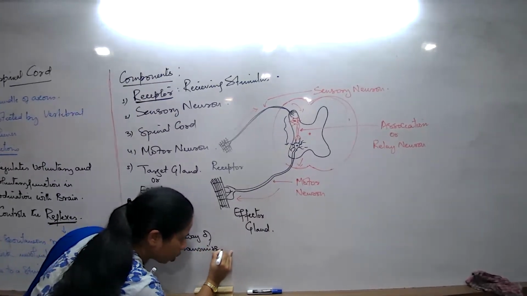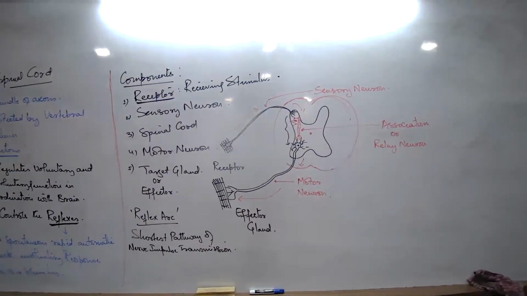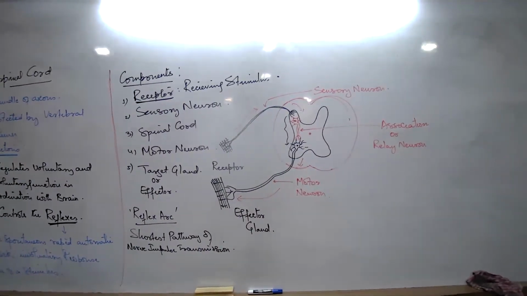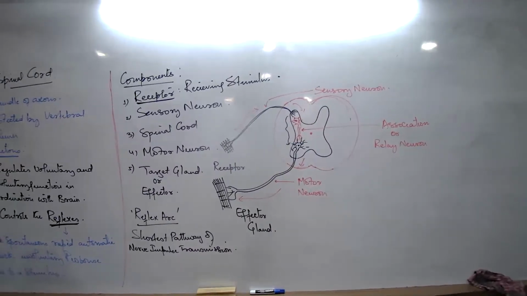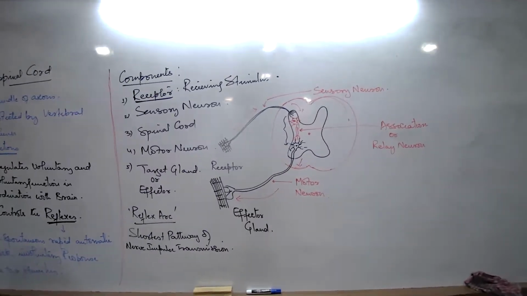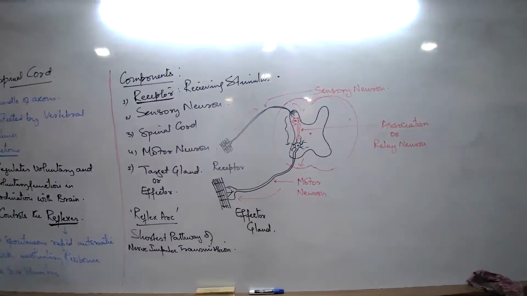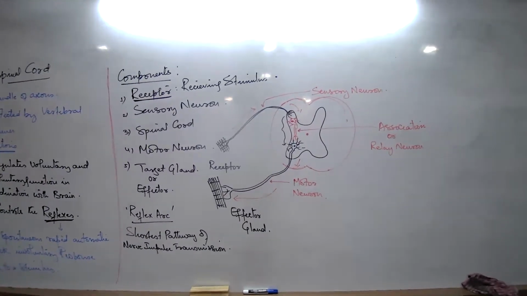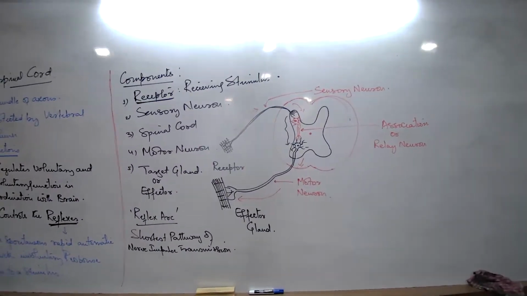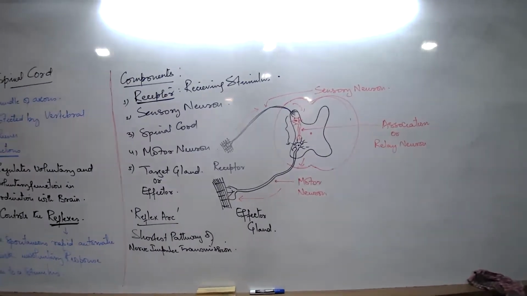Why do we say it is the shortest pathway? Because the entire process of sending the message to the brain and waiting for the commands of the brain is absolutely cut down. So definitely the time taken is much less. It's very prompt, that's why. Is the definition of reflex action and reflex arc the same? No, these are two different things. Reflex action is one, reflex arc is another.